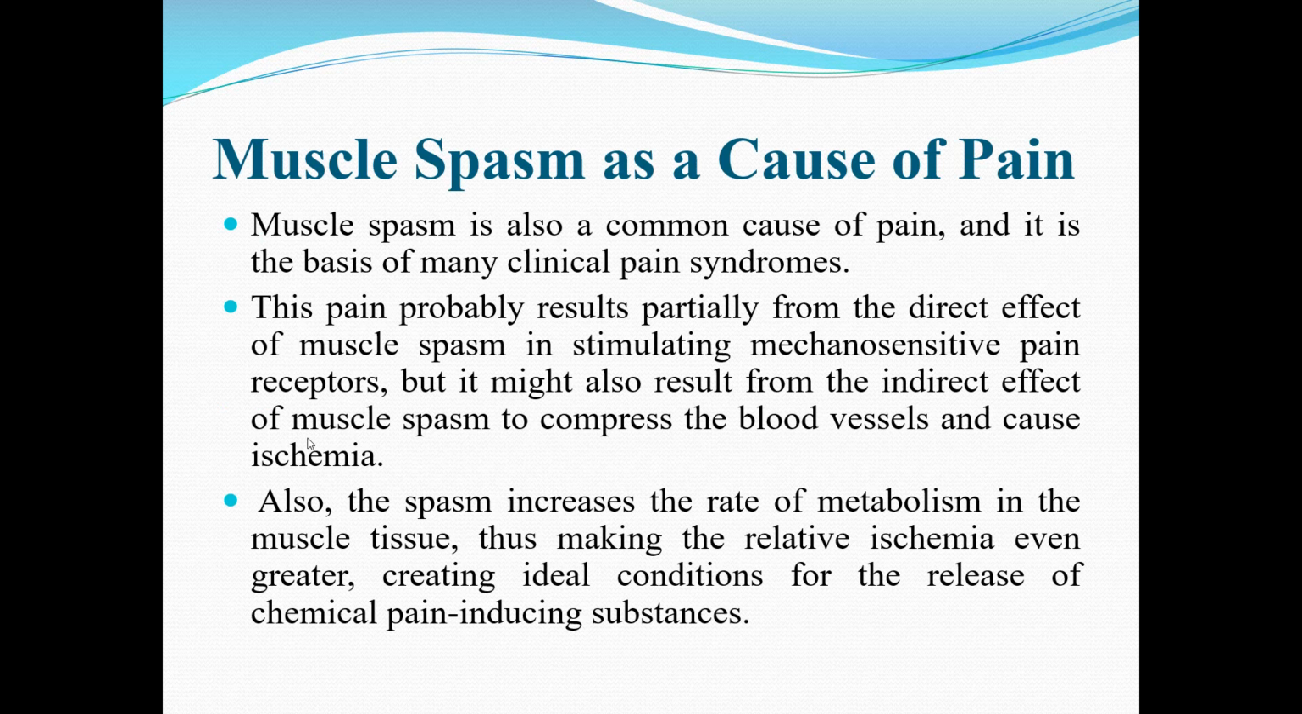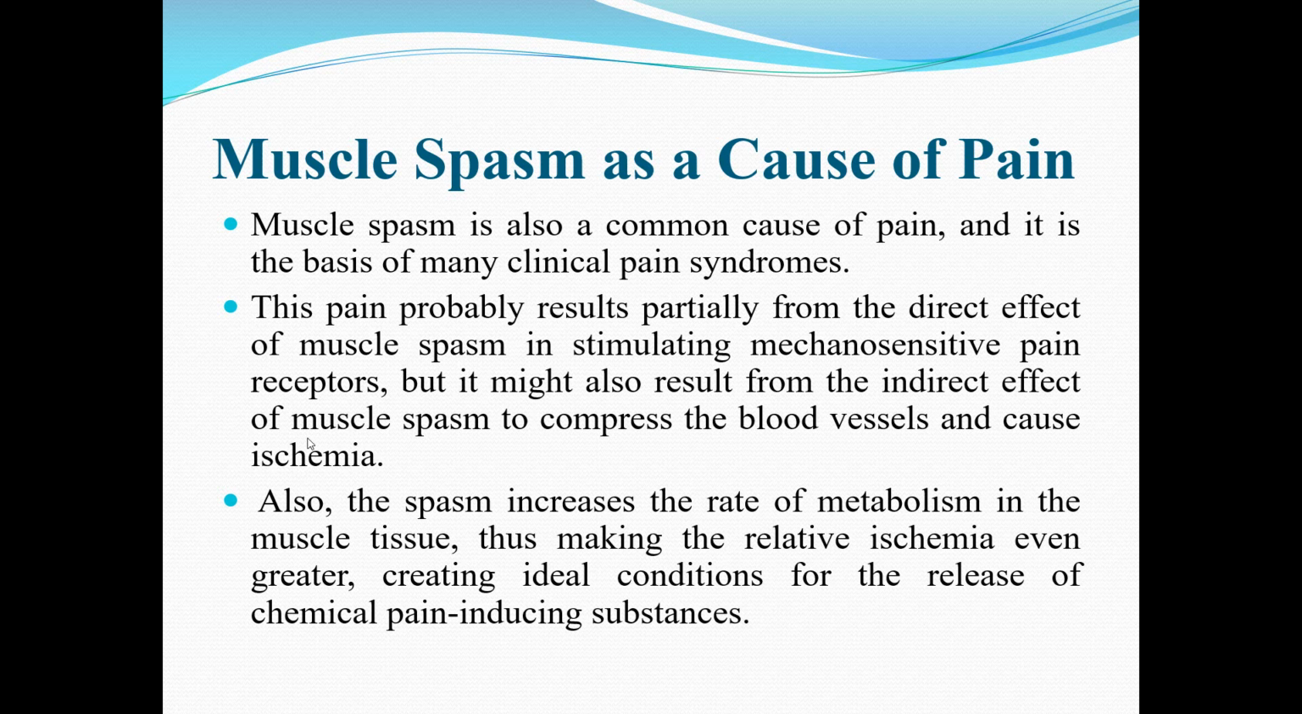Now, there is another cause of pain, and what is that? That is the muscle spasm. It is quite a common cause and is the basis of many clinical pain syndromes. This pain probably results partially from the direct effect of muscle spasm in stimulating mechanosensitive pain receptors, but it might also result from the indirect effect of muscle spasm to compress the blood vessels and cause ischemia.